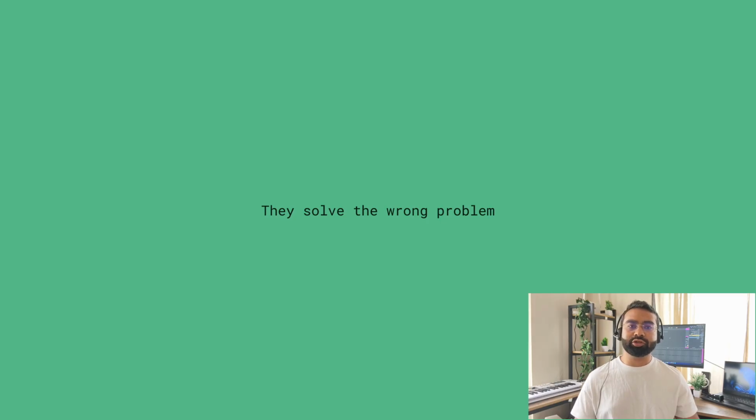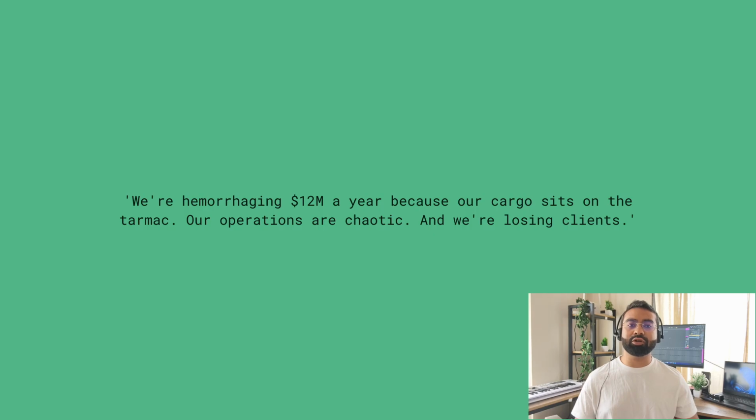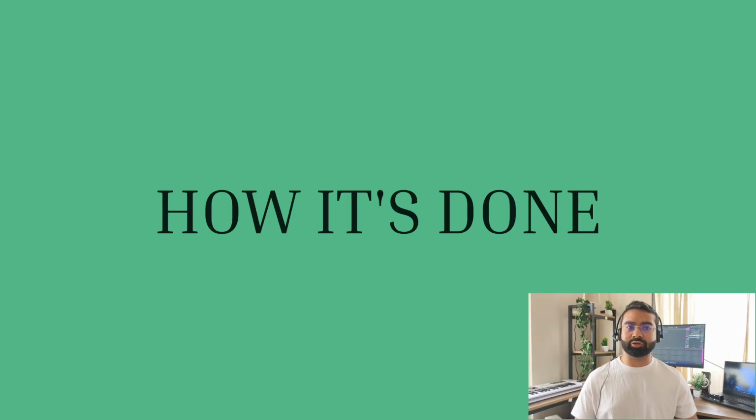front. Jane Doe, the VP of Cargo Co., came to us saying we need better forecasting. That's what we heard. But what she meant was we are hemorrhaging $12 million a year because our cargo sits on the tarmac, our operations are chaotic, and we are losing clients. Those are different problems. If we just built better forecasting without understanding the operational chaos, we would have built a beautiful model that nobody used. This module teaches you how to find real problems before you write code, before you charge the client, before you commit your team.